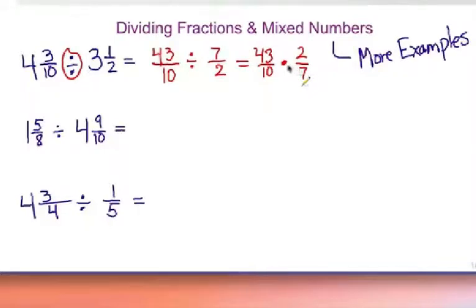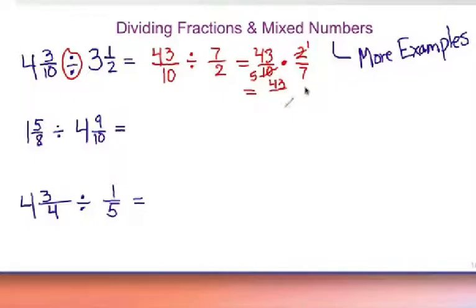Once we flip it over and change it to a multiplication, we see if we can do any canceling. I notice that a 10 and a 2 have a common factor of 2. That leaves me with a 5 in the denominator and a 1 on the top. Now, 43 times 1 is 43, and 5 times 7 on the bottom is 35.